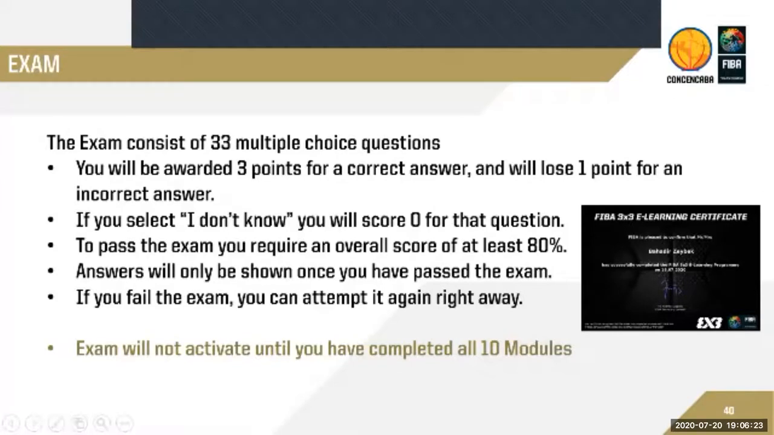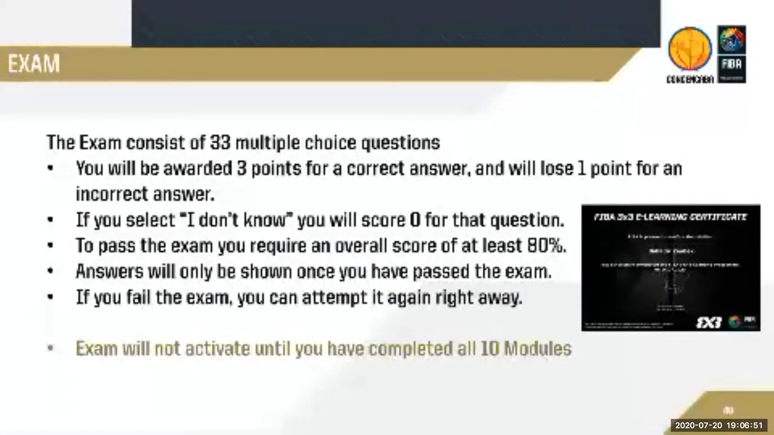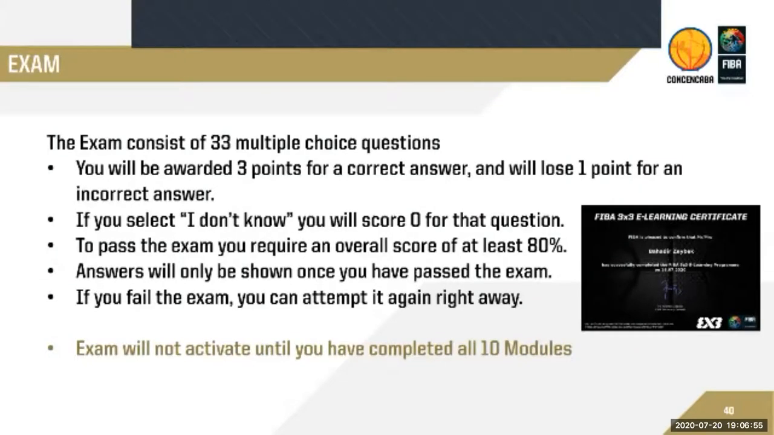The exam consists of 33 multiple choice questions. You will be awarded 3 points for a correct answer, and you will lose 1 point for an incorrect answer. If you select I don't know as one of your options, you will receive a zero score for that question. So sometimes it is better to get a zero than to get a negative one. So I would always urge you to read the question in its entirety before selecting your answer. I always aim to get the three points so that you can get a higher score.